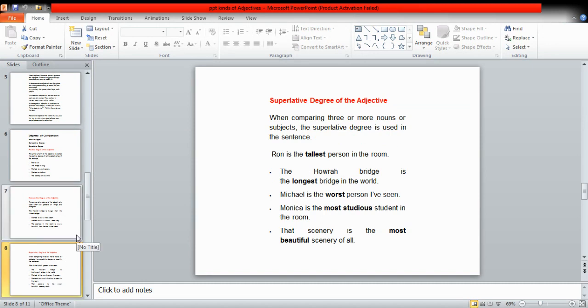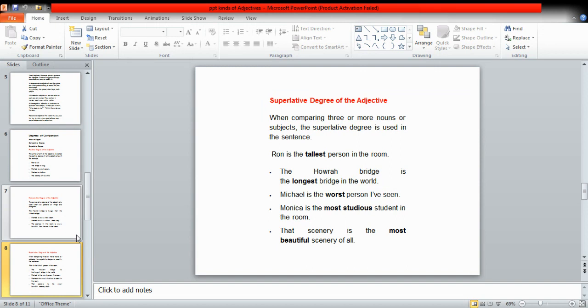Then we come to the last degree of adjective, that is called superlative degree of adjective. In the previous slide, we just learned about the comparative degree when the comparison was done between two things. But in this case, when the comparison is done among three or more nouns or subjects, then we have to use the superlative degree. And the best way to recognize the superlative degree is that it is always going to be followed by the. Without the, if you use the superlative degree without this definite article, which is the over here, it is going to be a wrong expression.